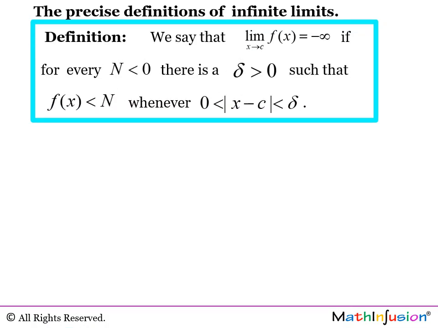We say that the limit of f(x) when x approaches c equals negative infinity if for every N which is negative there is a positive delta such that f(x) is less than N whenever x minus c in absolute value is less than delta.